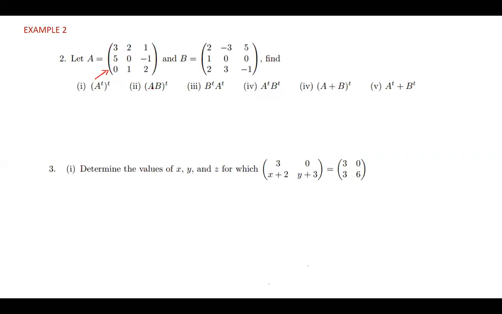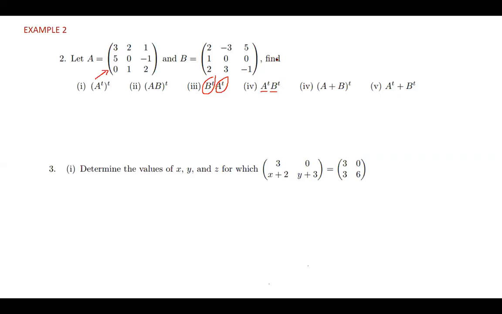And then here, you're just multiplying A times B, and then you transpose the final answer. Here, you first transpose B, you also transpose A, and then you multiply the 2. Once you multiply the 2, you get your answer. Same applies to this part. You transpose A, transpose B, and then multiply them. You get your answer.